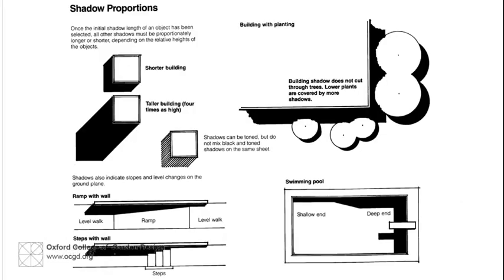Other shadow techniques are illustrated on this slide. The shorter the building, the smaller the shadow. Ramps and steps particularly benefit from the use of shadows to help give them a 3-dimensional feel, and also show a sense of which is up and which is down. And finally, you can indicate the depth of swimming pools with shadow.